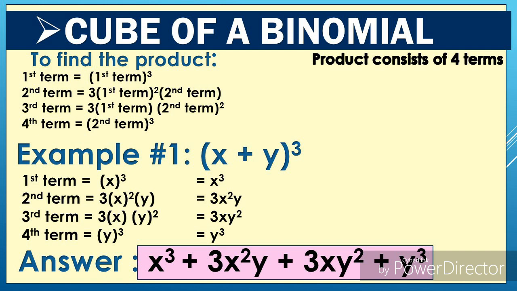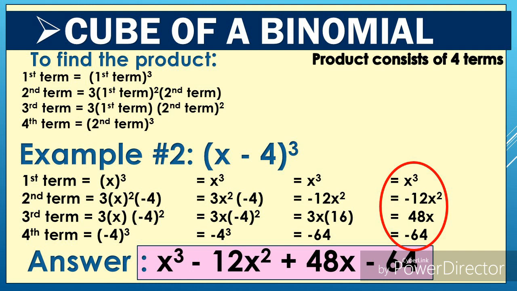And to find the fourth term, we're going to cube the second term. So, that's why we have y cubed. And to write the final answer, we have x cubed plus 3x squared y plus 3xy squared plus y cubed.